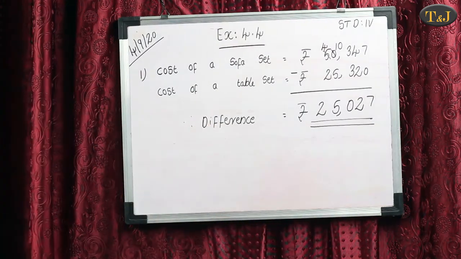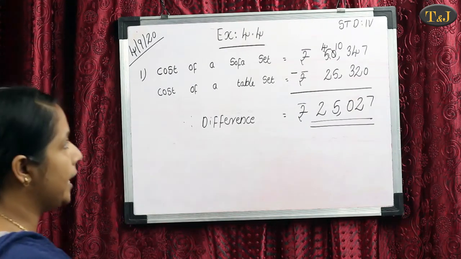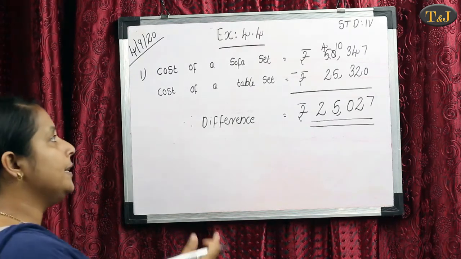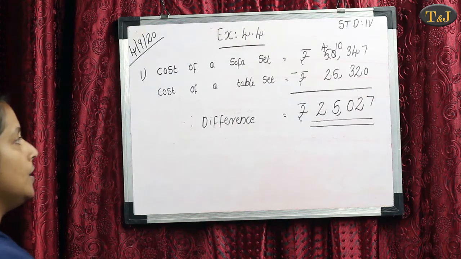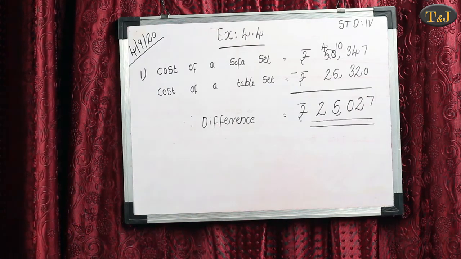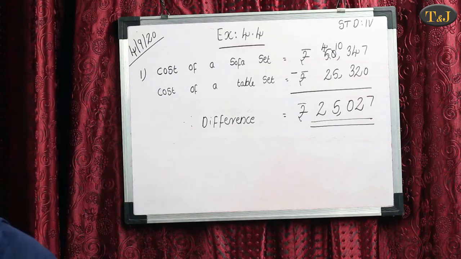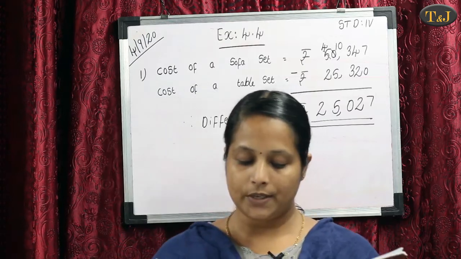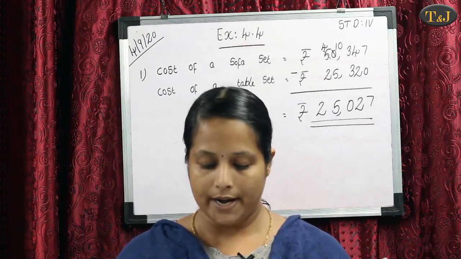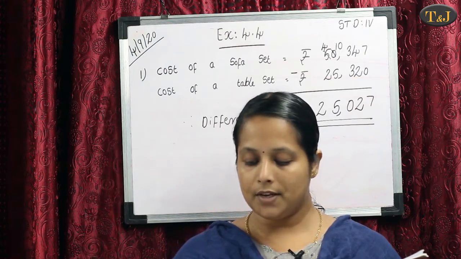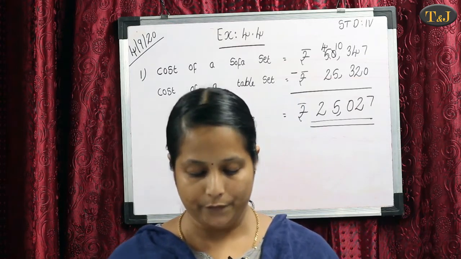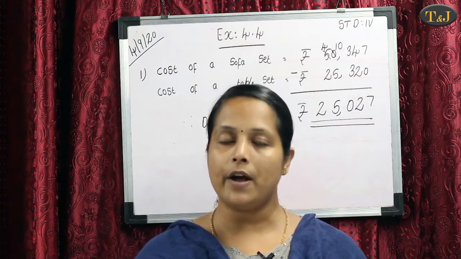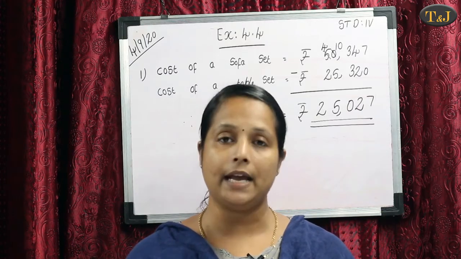In this type of word problem, we should be very careful about which is the bigger number. So first we identify which is the bigger number, then that number minus the smaller number. So we get the answer as the difference. Then our second question. Our second question is: Mr. Singh earned 30,560 rupees in a month and Mr. Rao earned 70,940. How much more did Mr. Rao earn? First we identify which is the bigger number, 30 something and 70 something.